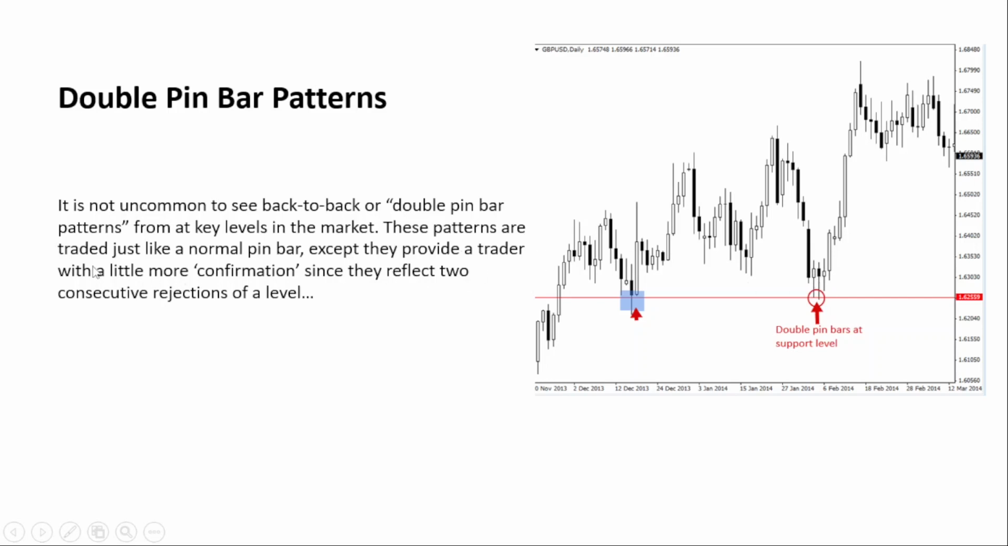These patterns are traded just like a normal pin bar, except they provide a trader with a little more confirmation since they reflect two consecutive rejections of a level. So twice the sellers tried to push down, but buyers also had to struggle for a few more periods of time. They tried to take over from the sellers, and after three candles, you see the price started moving upwards like this.